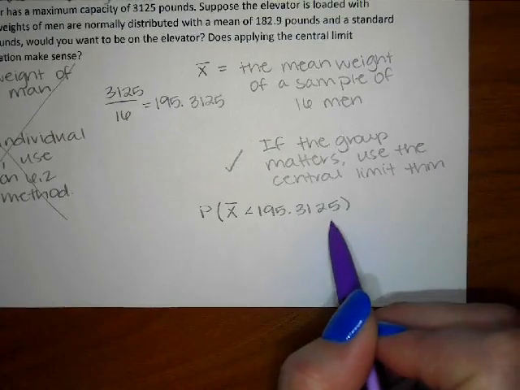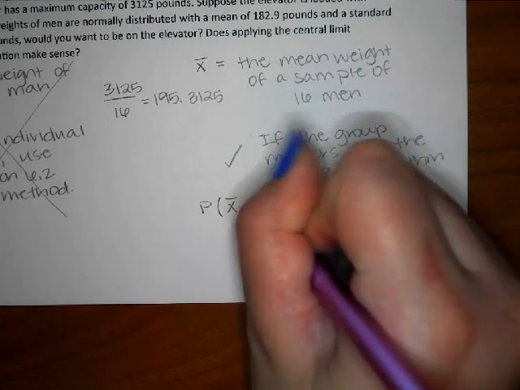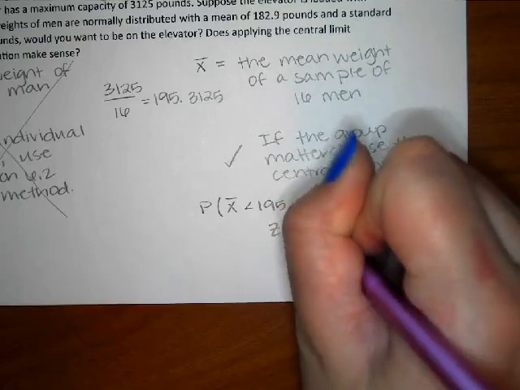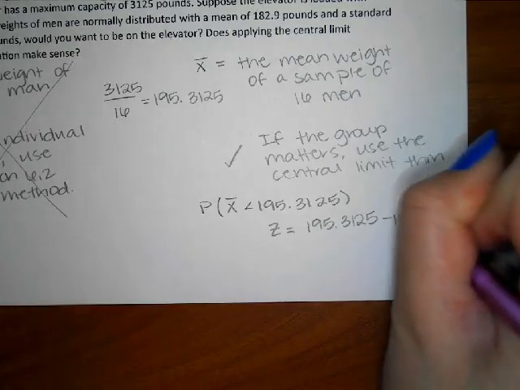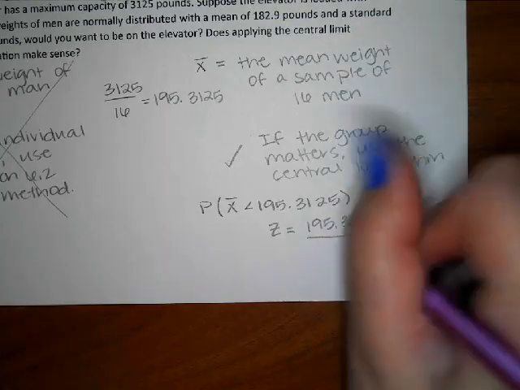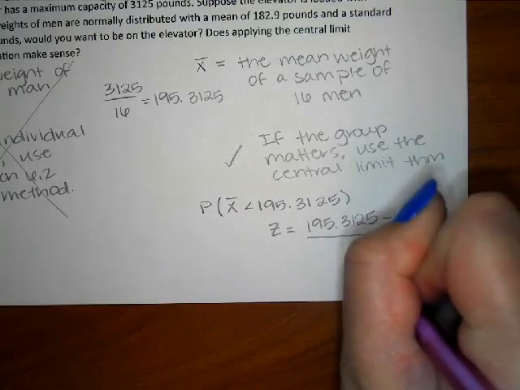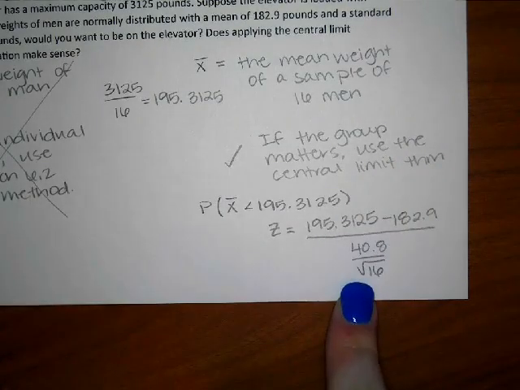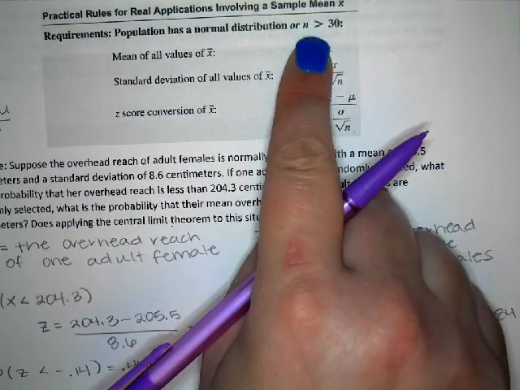So I'm going to calculate the z-score. I'm going to do 195.3125 minus 182.9 over the standard deviation, which is 40.8, over the square root of 16. And in this case, we had a sample size of 16, which is less than 30, but it's okay because we have a normal distribution. They said either the population has a normal distribution or is a large group, bigger than 30. So here we're not worried about it because we do have a normal distribution, which is what was stated in the problem.